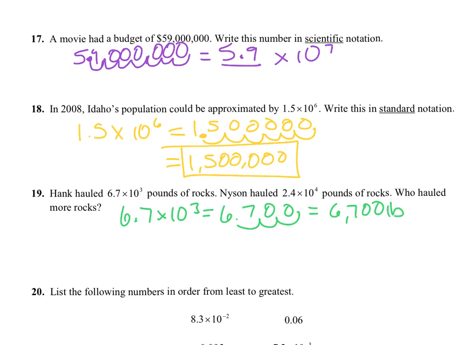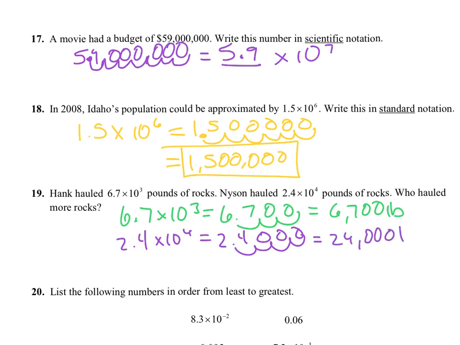Now let's move on to Nyson. For Nyson we've got 2.4 times 10 to the 4th power. Since we've got a positive exponent, that means we're going to move the decimal 4 spots to the right. So again, let's start off with what we know. We've got 2.4, and we're going to move it 4 spots: 1, 2, 3, 4, and add the zeros if necessary. When we rewrite Nyson's pounds of rocks, we've got 24,000 pounds.